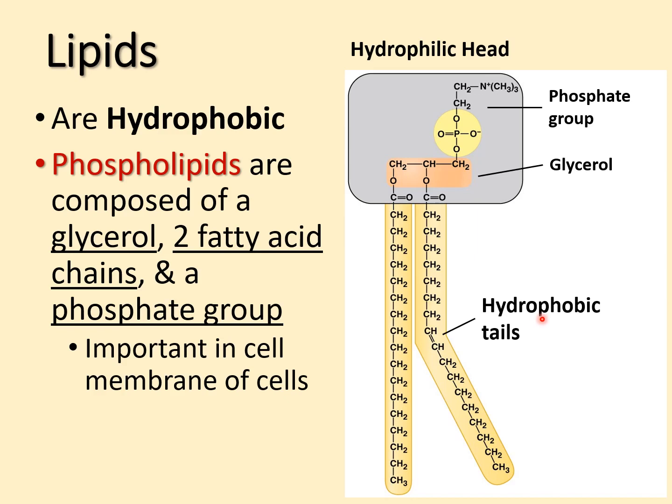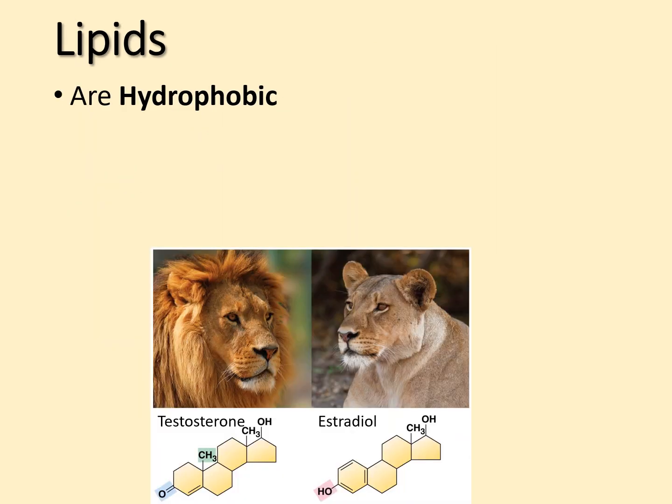Okay, so the tail is hydrophobic still, they're fatty acids. And these guys, these phospholipids, are really important in the cell membranes. So the phospholipids create the cell membranes, and we'll talk a little bit more about that when we talk about cells and things, but phospholipids create our cell membranes.